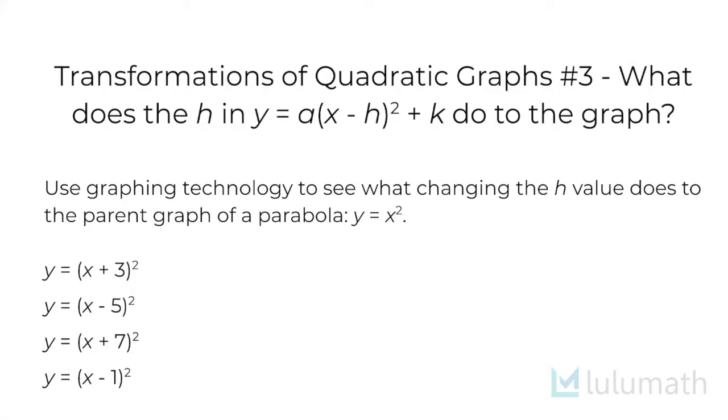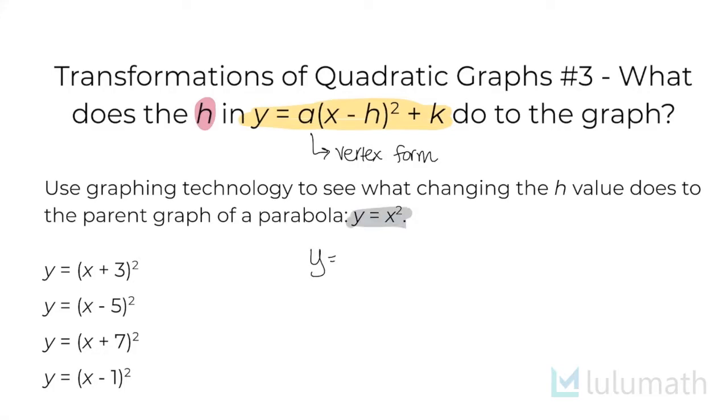And in this video, we're going to ask, what does the h value do in the form y equals a times the quantity x minus h squared plus k? And just a reminder, this is vertex form. And in the next video, you'll have a better understanding of why this is called vertex form, because we'll be putting everything together. So we want to use graphing technology to see what changing the h value does to the parent graph of a parabola y equals x squared.